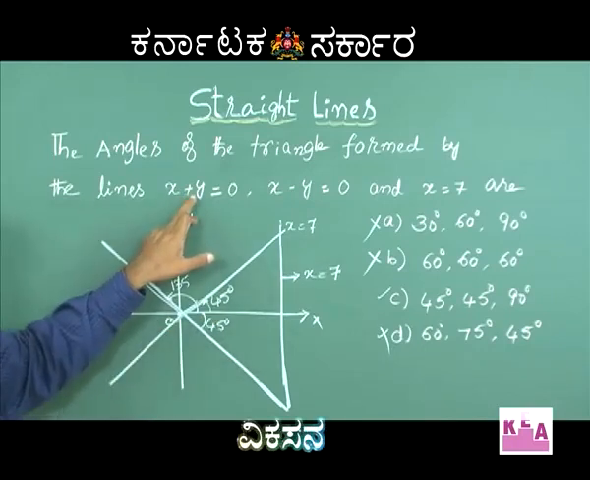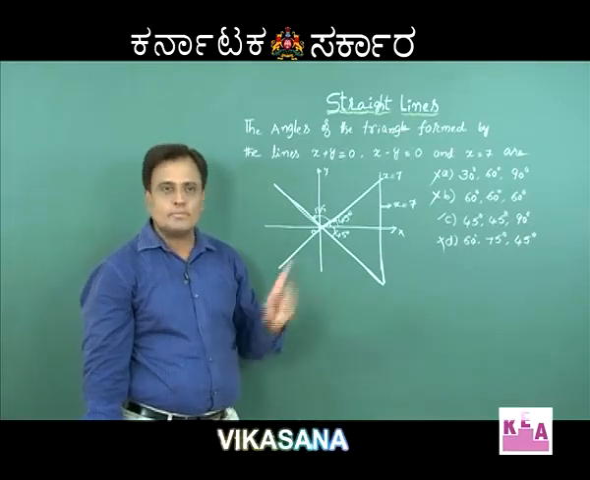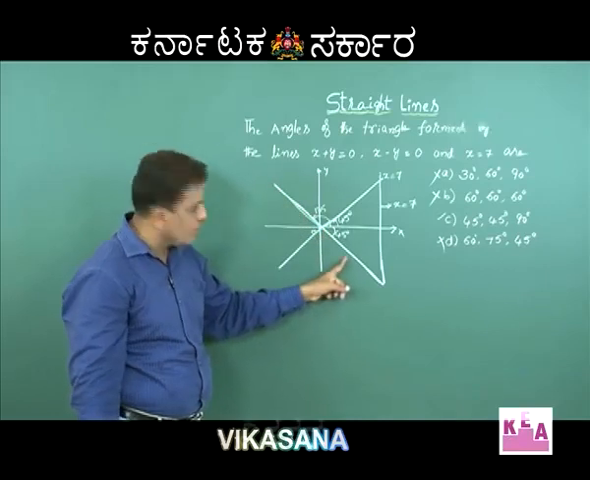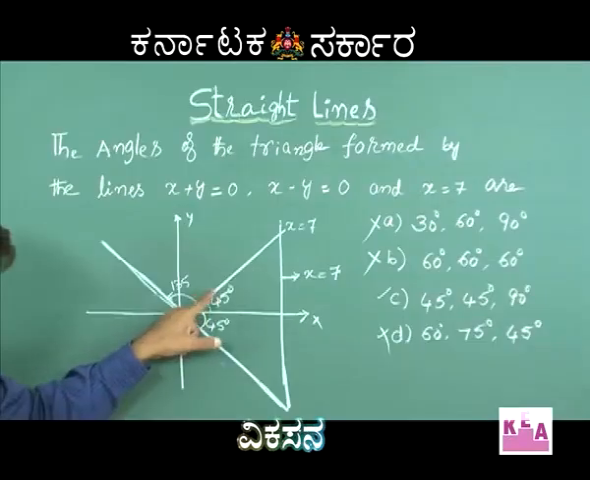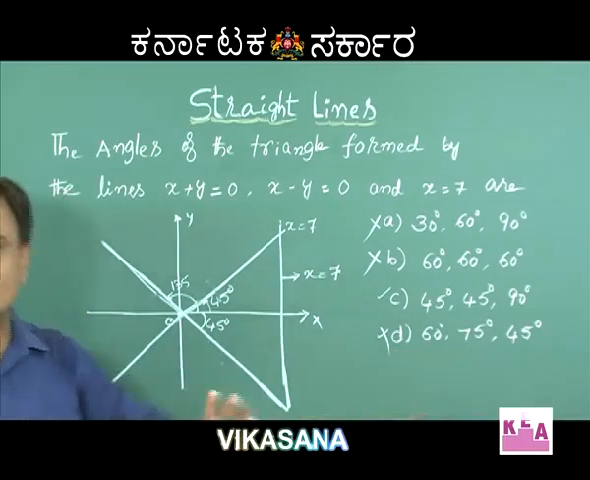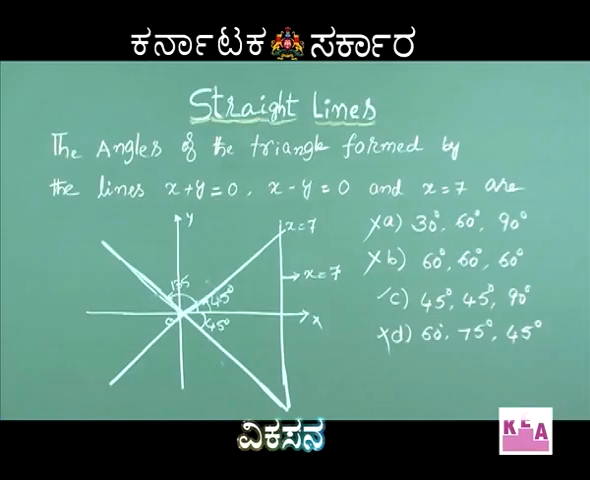And the second line can be written as y is equal to minus x, where the slope is minus 1. That means the line makes 135 degrees with the positive x axis, that means the angles are 45, 45, 90 degrees. It must be a right angled isosceles triangle. There is no chance of getting any angle of 75 degrees in this diagram, therefore option C is the right option.